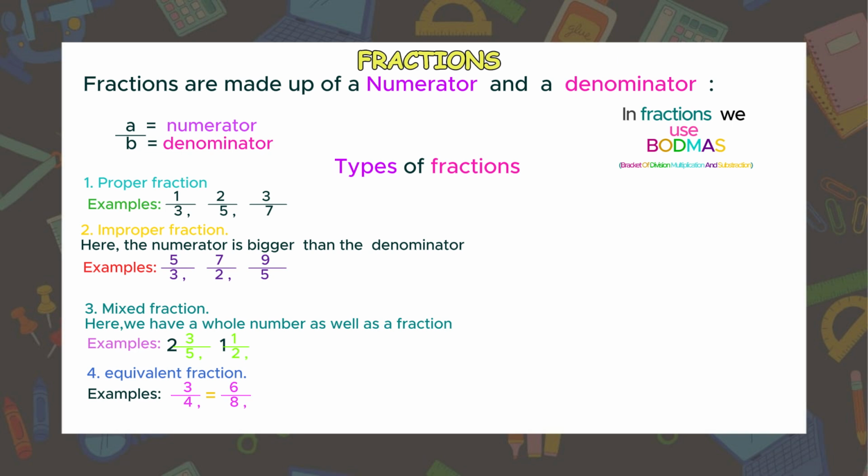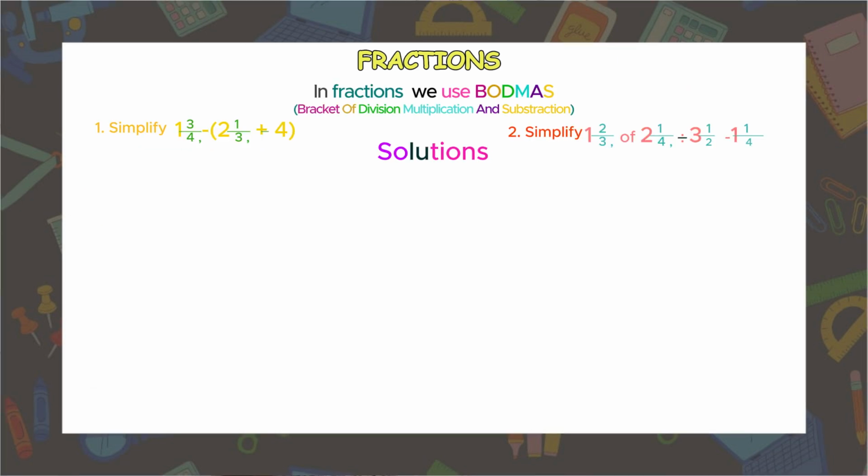We want to solve some examples under fractions using BODMAS. The first question is: simplify 1 whole number 3 over 4 minus, into bracket, 2 whole number 1 over 3 plus 4. So we are going to start with the first question: 1 whole number 3 over 4 minus, into bracket, 2 whole number 1 over 3 plus 4.